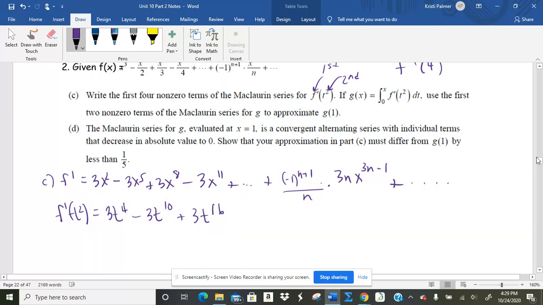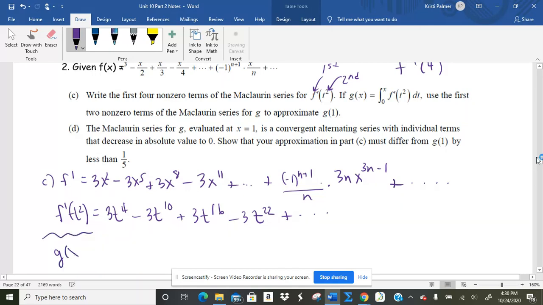And I forget how many it wanted. First 4, so there's 1, 2, 3. And I didn't even have to get that general term. It just wanted the first 4 non-zero terms. So there we go. Then it tells me that g of x, so there's that first sentence.